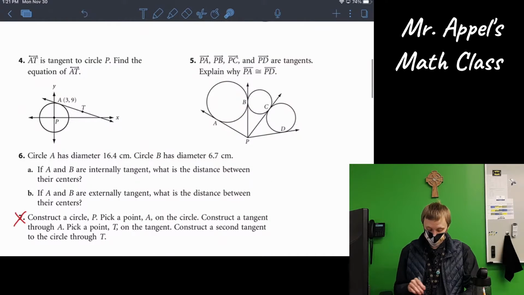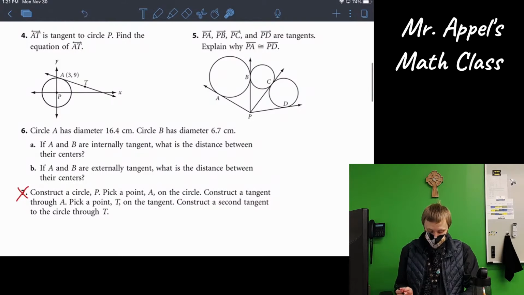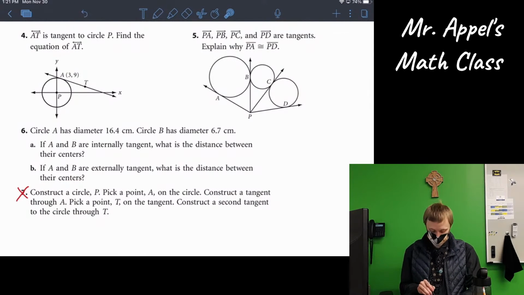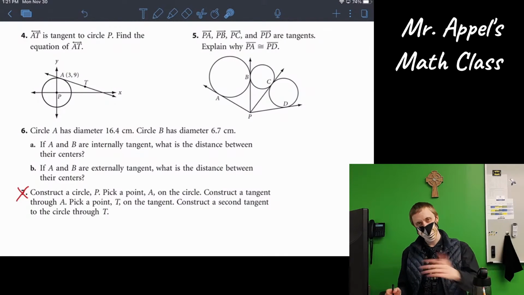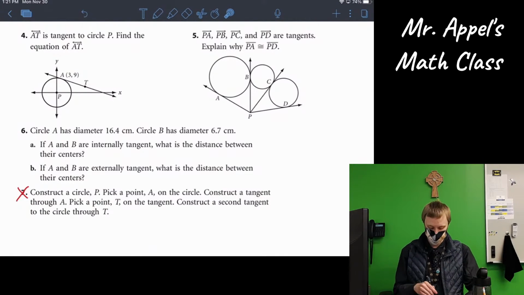Some good questions combining things here. The number 7, though, go ahead and cross out number 7. Number 7 involves constructing a circle. We're not doing constructions this semester, so you can skip number 7. But 1 through 6 you can totally take care of.